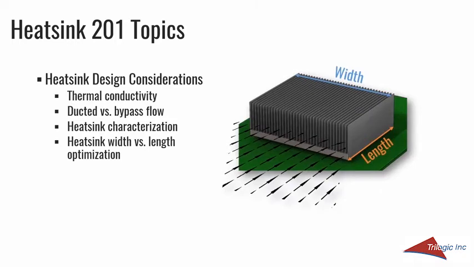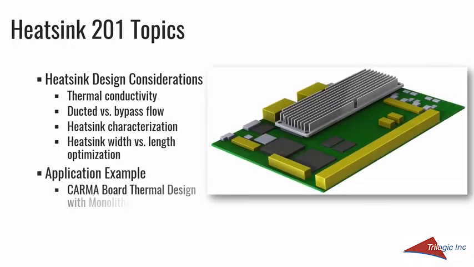And then I'm going to show an optimization where the primary focus is on varying the heatsink width and length to look at its effect on thermal resistance. And like I said, we have the Karma board application example again, where I'm showing one of the monolithic heatsinks that we'll take a look at.